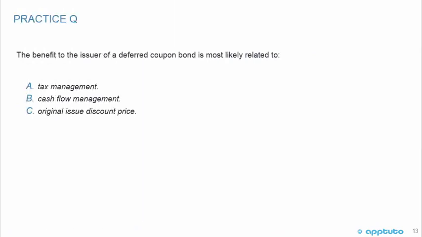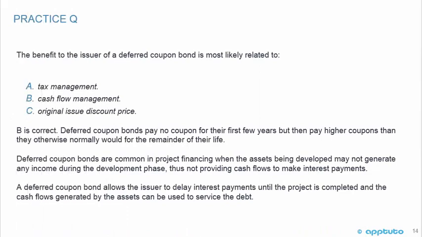And one last practice question to finish this LOS. The benefit to the issuer of a deferred coupon bond is most likely related to A, tax management, B, cash flow management, or C, original issue discount price. Okay, I think that's a fairly easy question to end on. The benefit to the issuer of a deferred coupon bond, you're paying your coupons later, it's related to cash flow management.